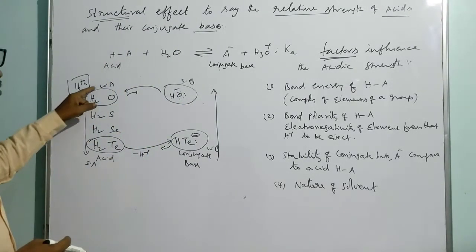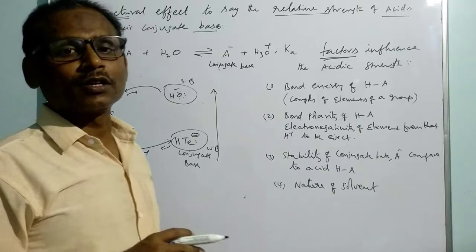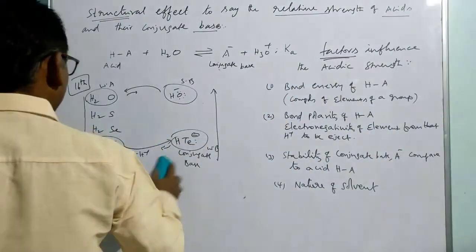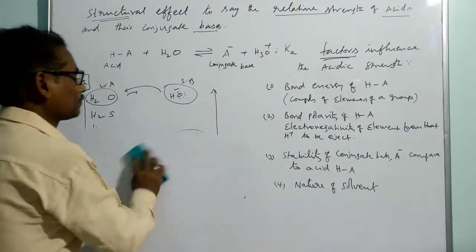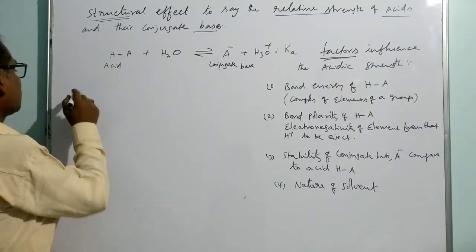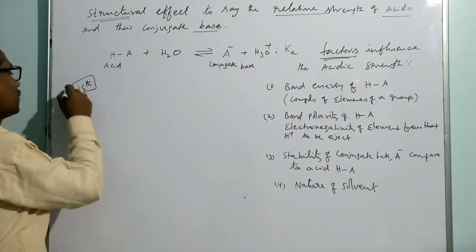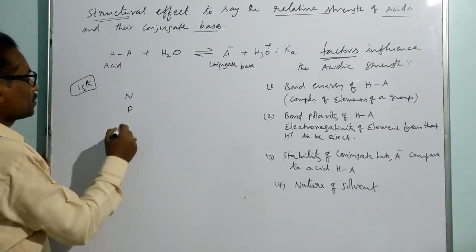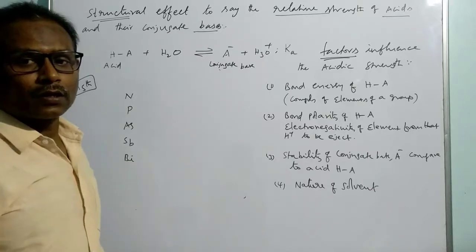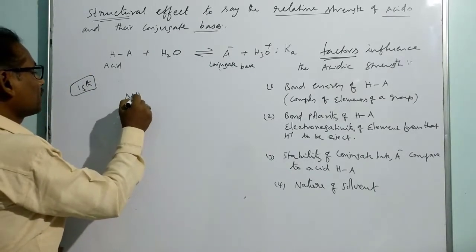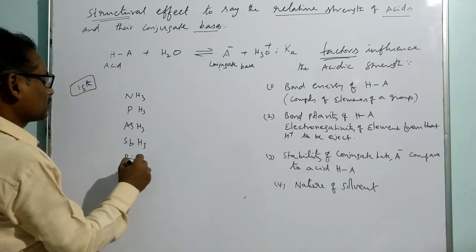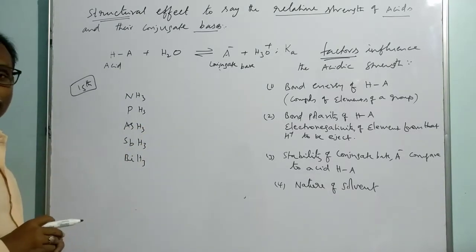Okay, let me take the elements of group 15 also, the compounds which result from group 15. We can give the order of acidic strength. So if we take the compounds resulting from group 15, the elements are nitrogen, phosphorus, arsenic, antimony and bismuth. So what hydrides are there? The hydrides are nothing but NH3, PH3, AsH3, SbH3 and BiH3. So these are the compounds of one particular group.